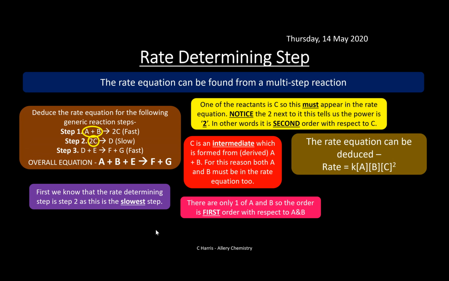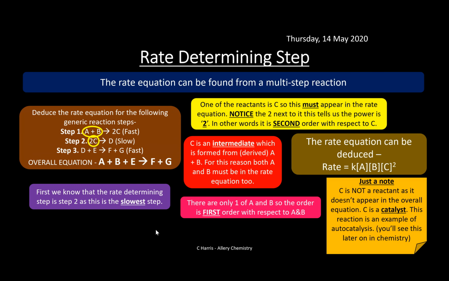So the rate equation is pretty simple. It's just A, B, C squared. So first order with respect to A, first order with respect to B, second order with respect to C. So the rate equation is simply worked out from there. So it's not too bad, as you can see.